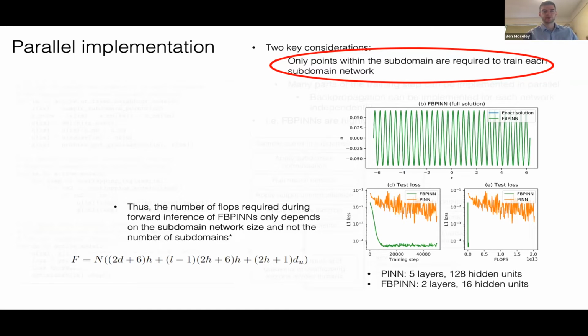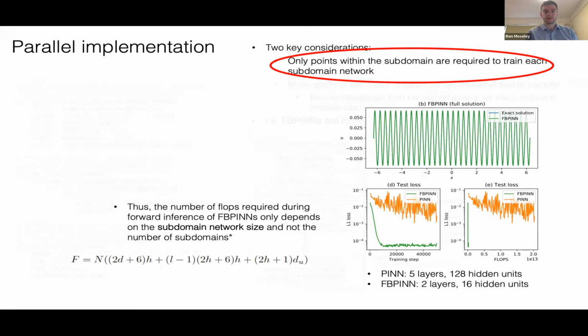So then if you think of a single training step of an FBPINN, what are the number of computational flops it takes to get to the solution? It actually only depends on the subdomain network size and not the number of subdomains. Because of FBPINNs, I can get away with a much smaller subdomain network size, so number of free parameters, number of layers, number of weights, for example. That effectively means that it takes a lot less computation to do a single forward pass of the entire FBPINN than it does for a standard PINN that has many more layers and many more free parameters in it.